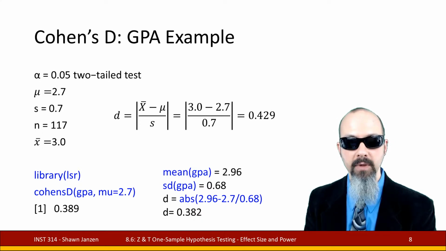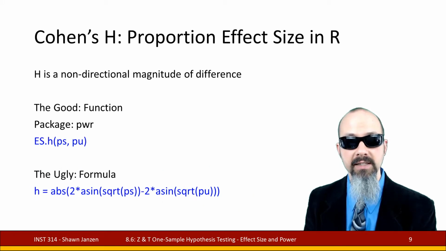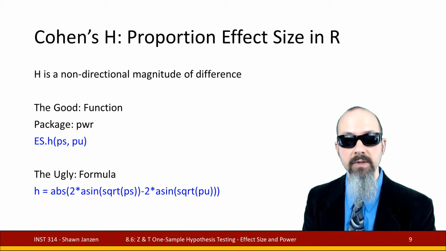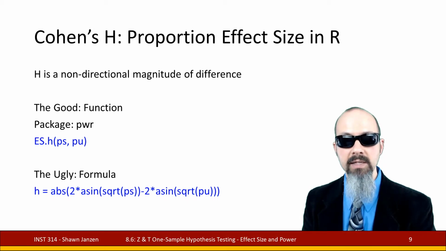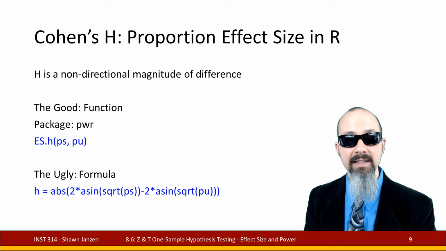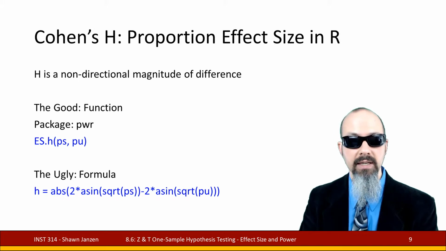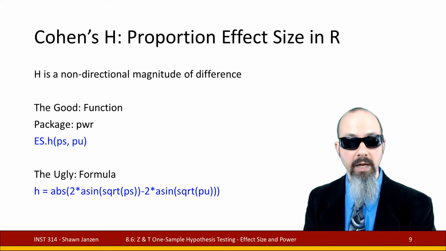Now let's talk about proportions for effect sizes in R. In this case we're going to use Cohen's h. d was for means, h is for proportions. And h is a non-directional magnitude of difference, so it's just talking about an overall difference from one to the other. In this case we're going to turn to the pwr package, and that's going to give us a function called ES.h. Capital E, capital S, dot, lowercase h. In parentheses we're going to give it the p sub s from our sample and p sub u of our population.